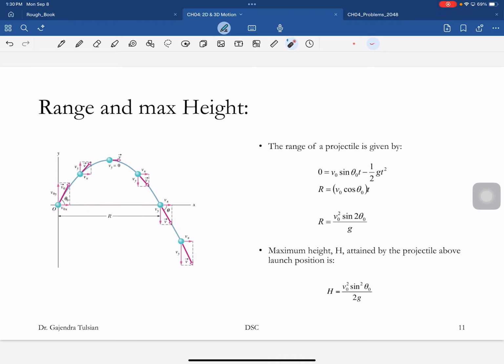What launch angle gives you the maximum height? 90 degrees, of course. Here is the height, the vertical height traveled, and that's equal to v naught squared sine squared theta. So when theta is 90, sine theta is 1, and 1 squared is 1.